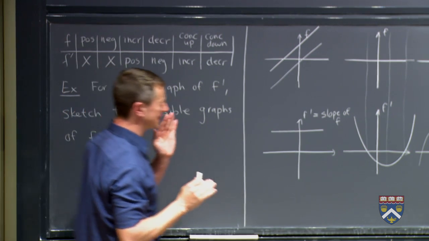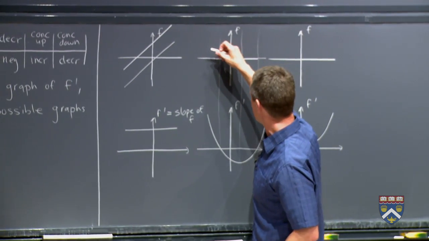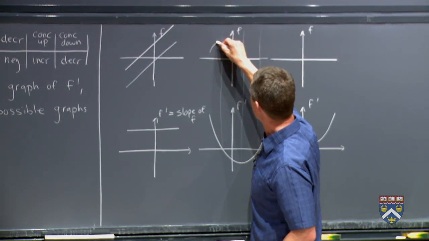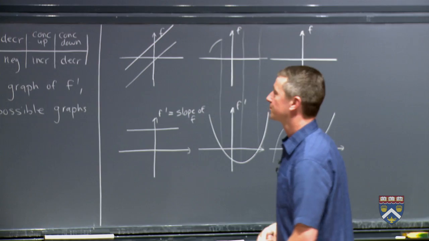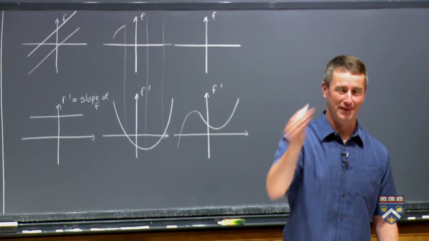And remember, I don't know where to start the graph of f, above or below the x-axis. So I've just got to start it somewhere. So I'm going to start here and draw increasing, concave down. Of the four possibilities, that's the hardest for most people to draw, by the way. Increasing, concave down is the one that goes like this.